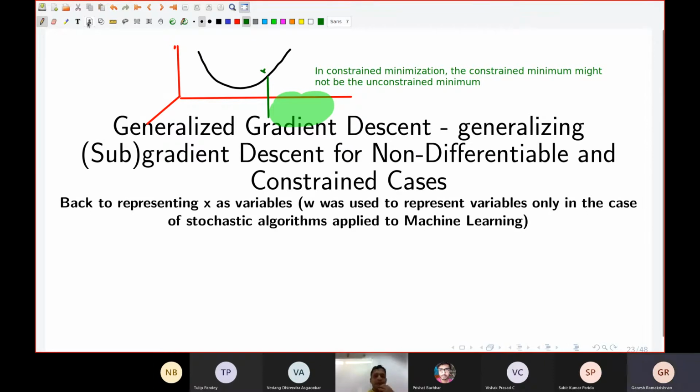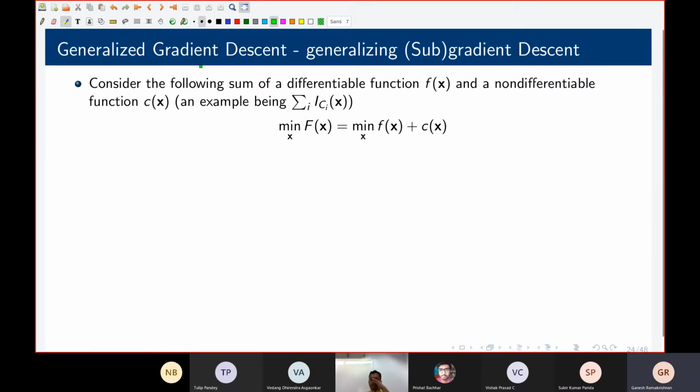And therefore, we'll see how we can generalize gradient descent, and for that matter even stochastic gradient descent, not a problem. It also has some other applications. For example, if you have non-differentiable components, can you be faster? One more small deviation: we'll go back to representing variables as x as against w. We used w largely because we were trying to look at stochastic approaches. We look at x variables rather than w. Okay, so let's get started.